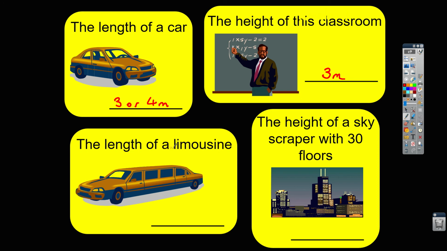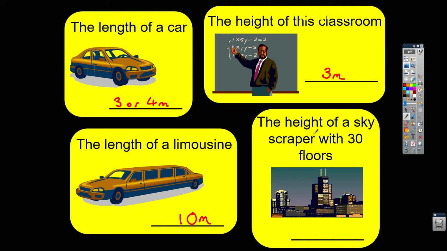The length of a limousine. Well, a limousine is a stretch car, isn't it? It's going to be a lot longer than a normal car. If it's a particularly long one, I would say probably about as far as 10 meters. Again, because I suppose 2 or 3 cars would fit lengthwise into the length of a limousine.